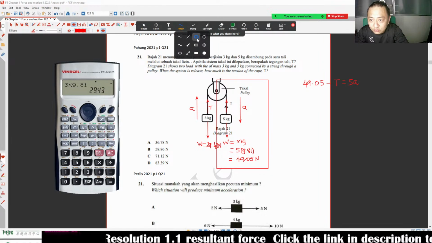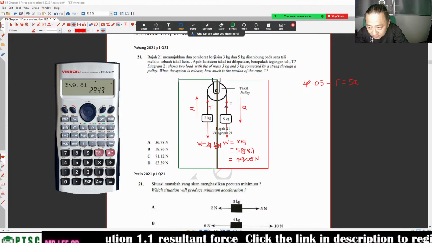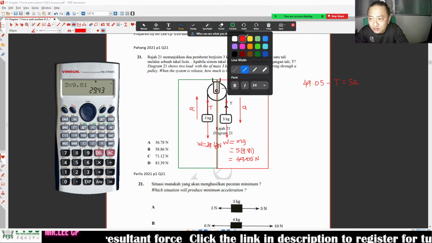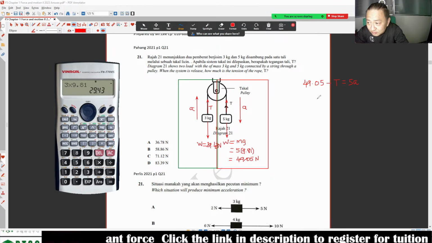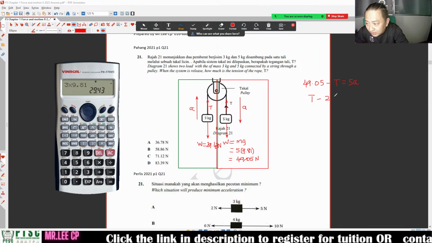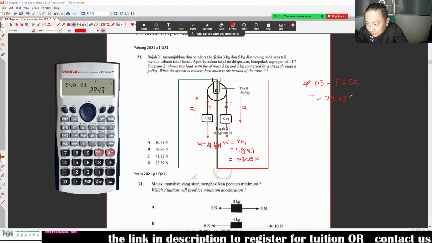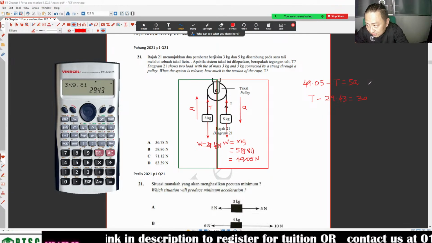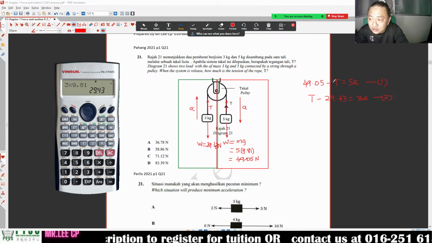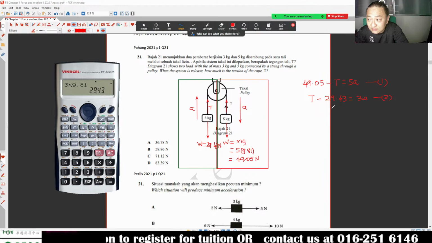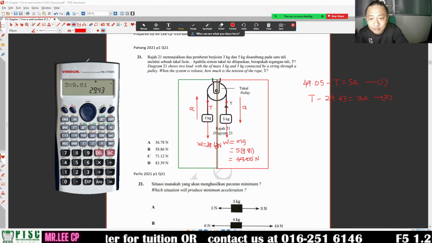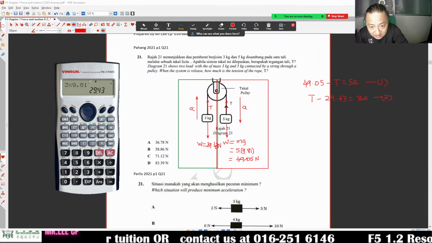Now I want to write the second equation from here, the green one. This one is going upward, meaning T is bigger. T minus 29.43 is equal to 3A. So this is 1, this is 2. You add the two equations together. Negative T plus T, no more T. 49.05 minus 29.43.